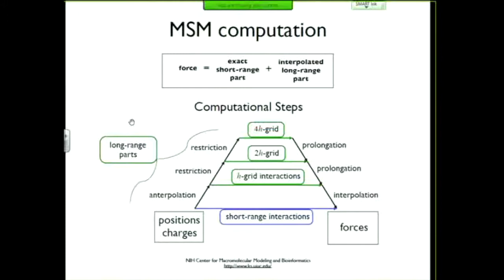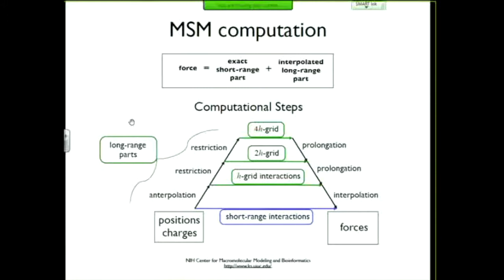And we've got a short-range interaction part that we're calculating to get a short-range contribution to the forces. And we have a long-range part that we're calculating first by spreading the charges to a grid of spacing H. And then at this level, we're left with evaluating that particular slowly varying kernel, that part of the 1 over R potential, on the H grid.